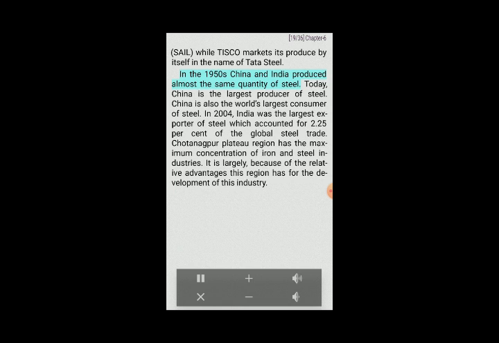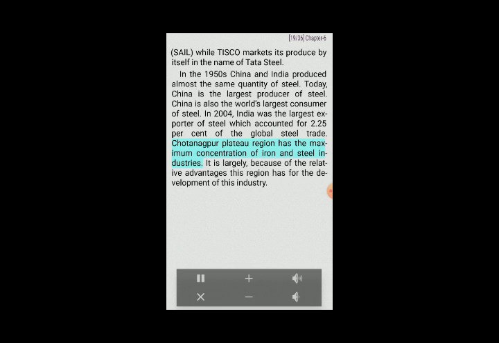In the 1950s, China and India produced almost the same quantity of steel. Today, China is the largest producer of steel. China is also the world's largest consumer of steel. In 2004, India was the largest exporter of steel, which accounted for 25% of the global steel trade.